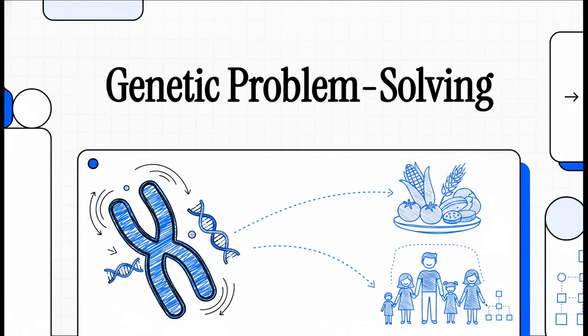Welcome to this explainer. Today, we're diving into something genuinely fascinating. We're taking a journey that connects the totally invisible world of microscopic genetic theory right to massive real-world applications. We're going to see how the tiny, microscopic behavior of chromosomes directly dictates everything from the literal food on our plates to the genetic health of our own families.